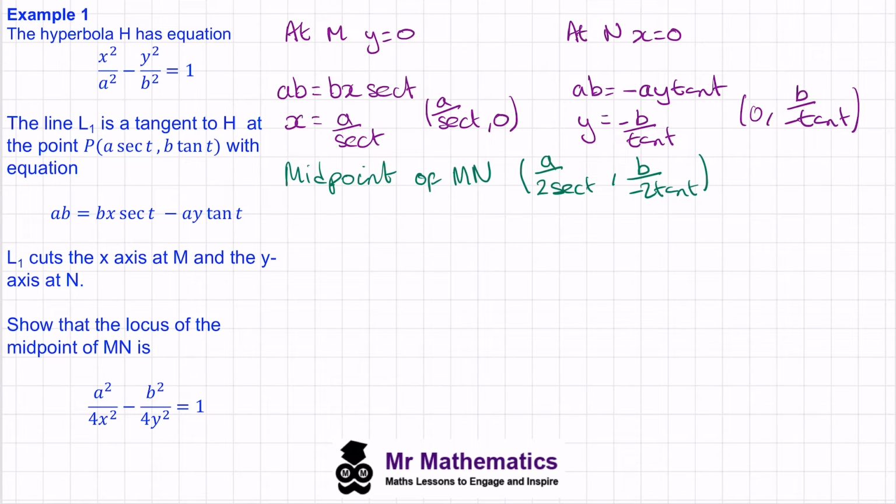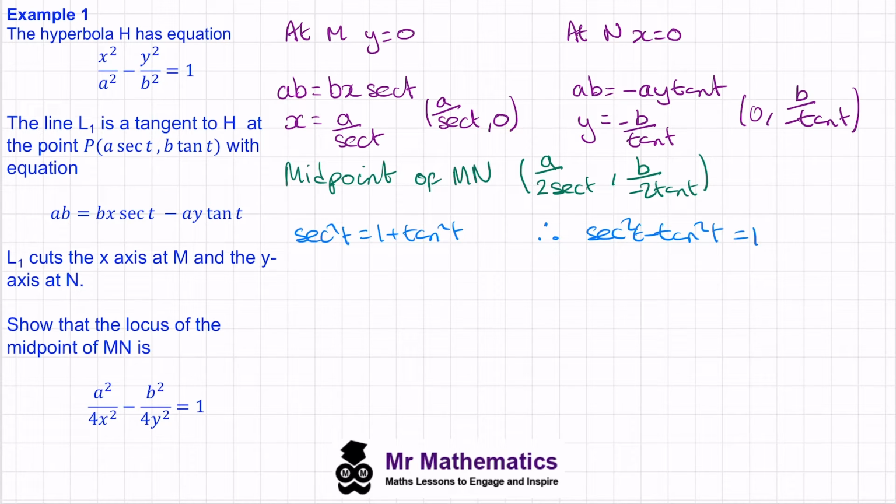Okay, so at this point, we need a way of connecting the sec and the tan, or the x and the y. And we know that sec squared t equals 1 plus tan squared t. Because we've got a negative here, we're going to move this tan squared t to the left-hand side, and we'll be left with this equaling 1. So therefore, sec squared t minus tan squared t equals 1.